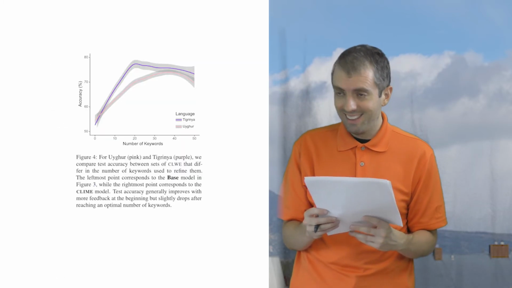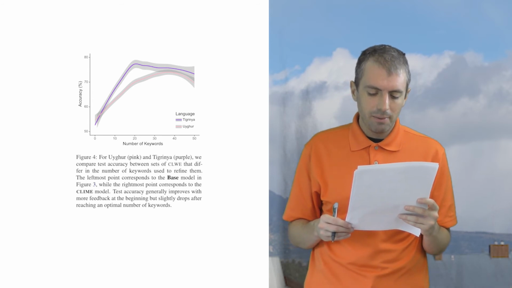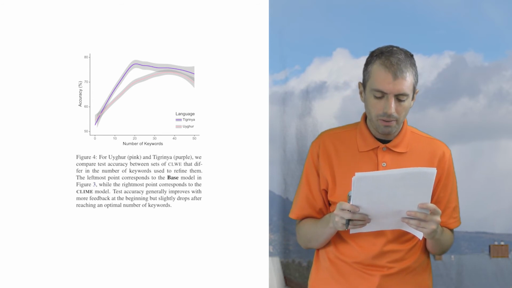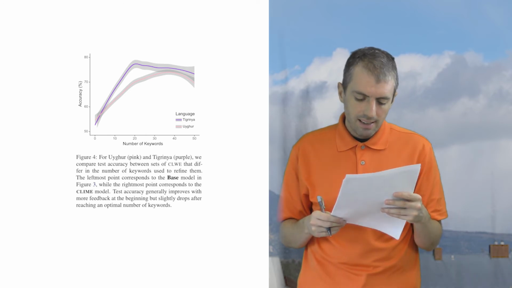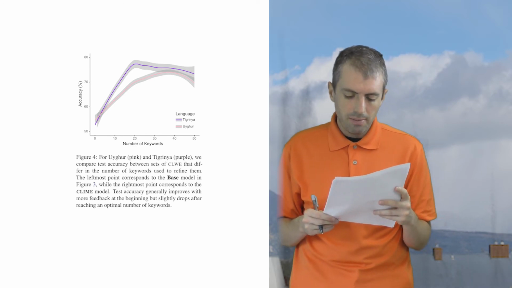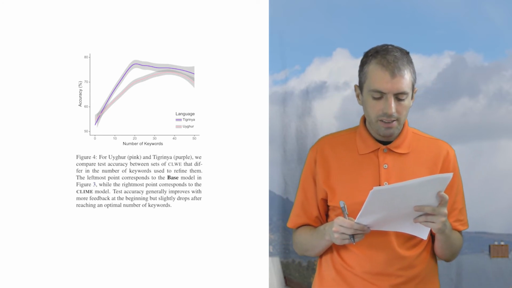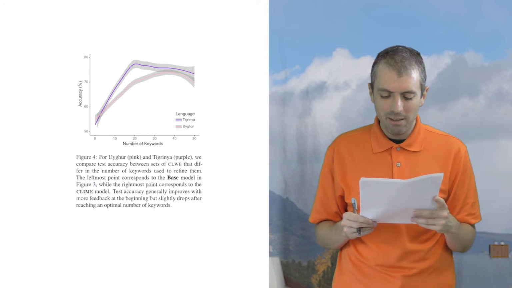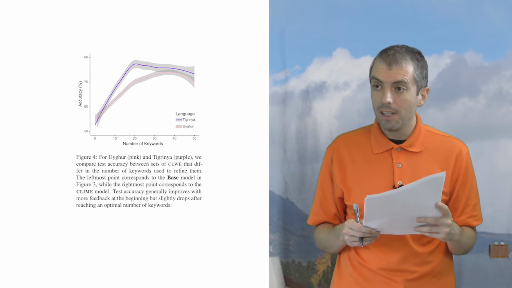Let's take a look at figure 4. A comparison of test accuracy between sets of CLWE that differ in the number of keywords used to refine them. For Uyghur, pink, and Tigrinya, purple embeddings. The leftmost point corresponds to the base model in figure 3, while the rightmost point corresponds to the Climb model. Test accuracy generally improves with more feedback at the beginning, but slightly drops after reaching an optimal number of keywords.